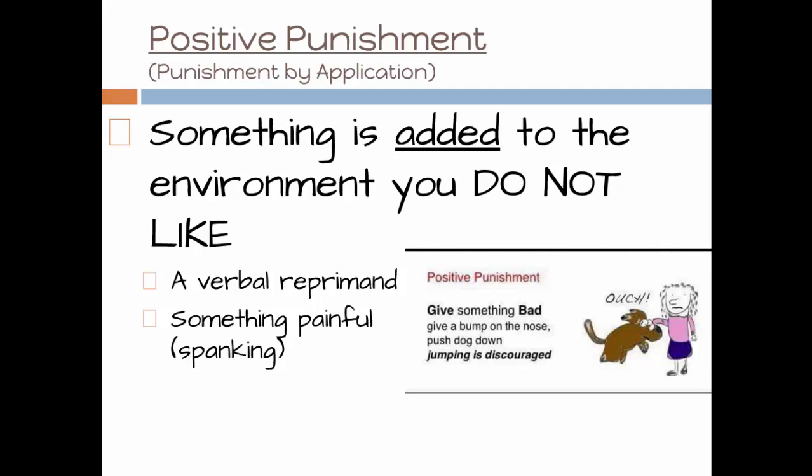So positive punishment, remember the word positive means to add something into the organism's environment. So that's what we're doing here. We're going to add into the environment something that the person does not like. This could be a verbal reprimand, it could be something painful like a spanking, it could be washing your mouth out with soap, it could be getting bit by a dog. For the dog here, it could be flicking his nose and that kind of thing, but we add something into the environment that wasn't there before. And the purpose of adding something in is to discourage the behavior, so making that behavior less likely to occur.